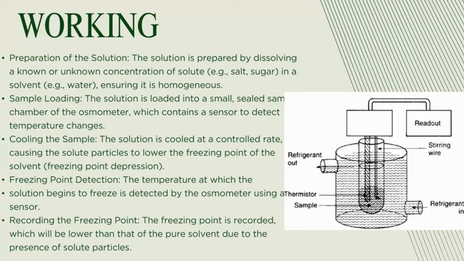In the presence of solute particles, this temperature will be lower than the freezing point of the pure solvent. For example, water freezes at 0 degrees Celsius, but the solution will freeze at a lower temperature. The difference between the freezing point of the pure solvent and the solution is known as the freezing point depression. The freezing point depression is directly related to the osmolarity, the concentration of solute particles of the solution. The greater the depression, the higher the concentration of solute particles.